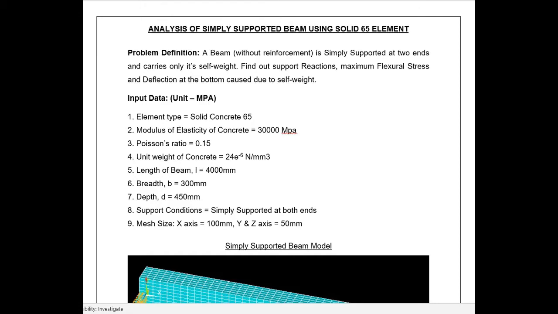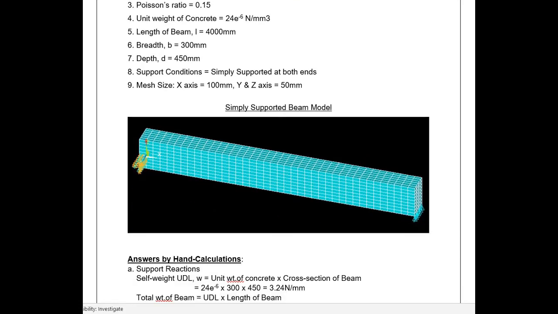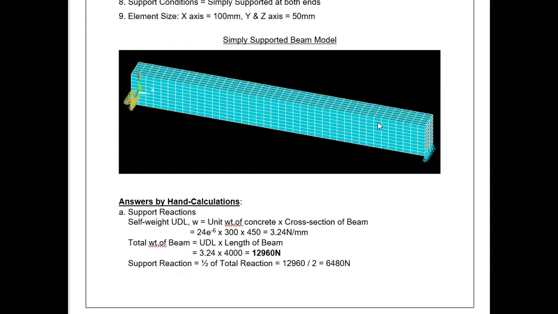The beam is simply supported at both the ends. The meshing is 100 millimeter in the x direction and 50 millimeter in y and z direction. In this snapshot, we see the model of the simply supported beam in ANSYS. Viewers, before going to ANSYS, let us first try to find out the answers by the hand calculations.